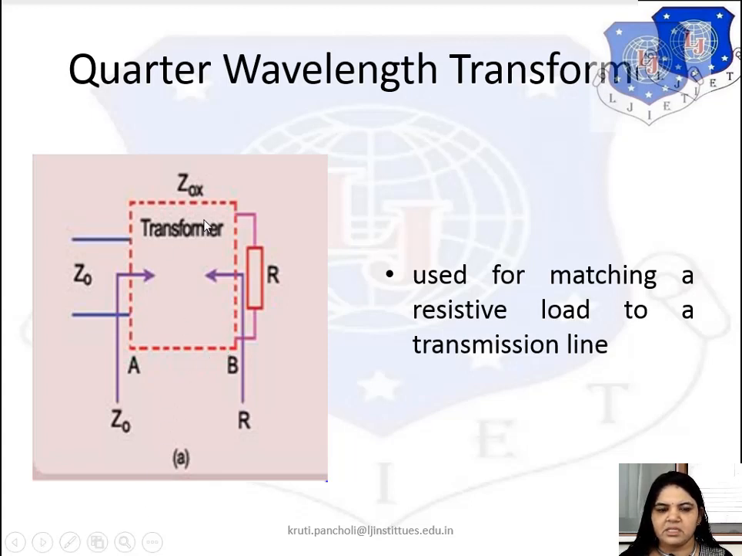Here you can see in the diagram, this is the quarter wavelength transformer, which is used for matching a resistive load to a transmission line. The transmission line has the input impedance Z0 from the point A, and it is terminated at a resistive load having the impedance R. So the quarter wavelength transformer can be used for matching the resistive load to the transmission line.